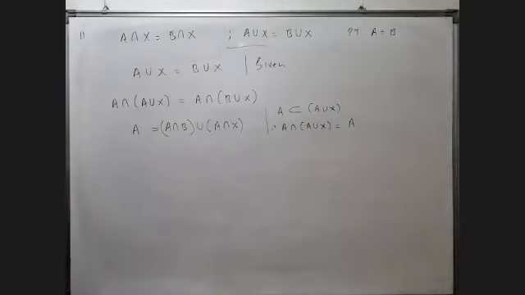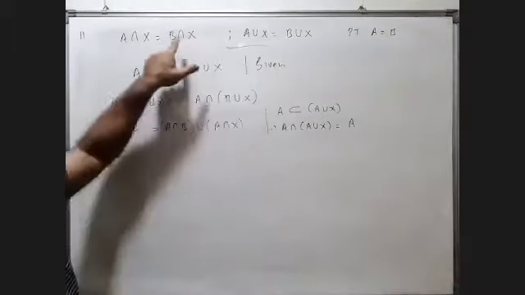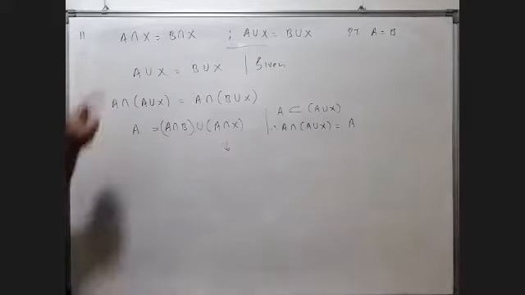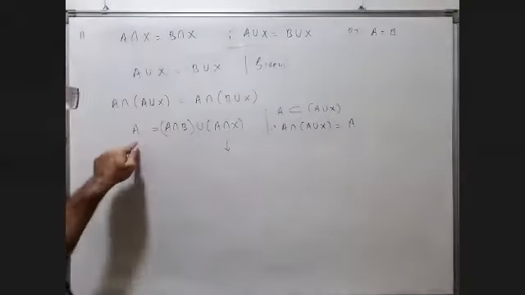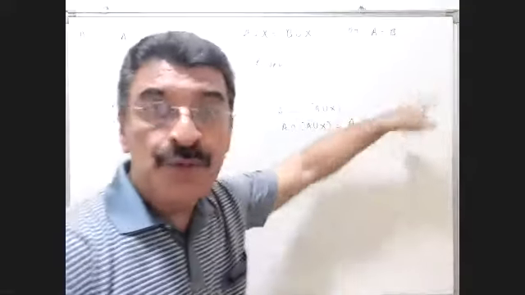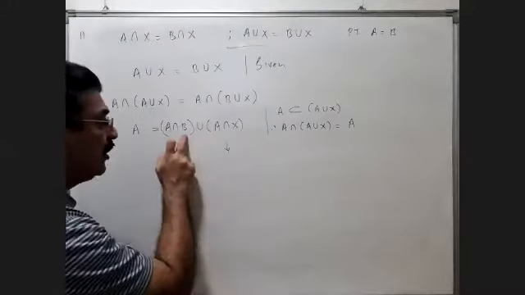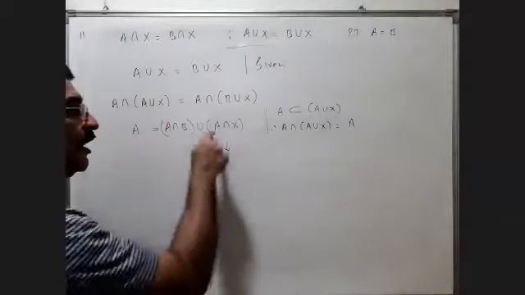Now A intersection B union A intersection X. See that A intersection X, it is given. This A intersection X can be replaced with B intersection X. See that we started with A. Now our destination is to reach B. So wherever B is already there, fine. Here there is no B. So try to get one B there. How to get that B?